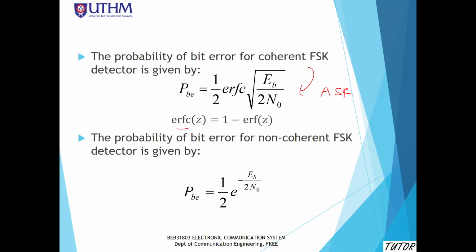And then this is similar. For the non-coherent, the probability of bit error for the FSK is also the same as ASK, like the previous ASK. So it uses the same probability of error, the same equation as the ASK.